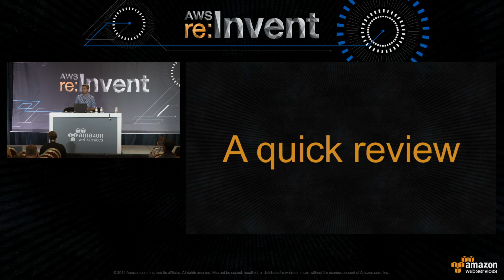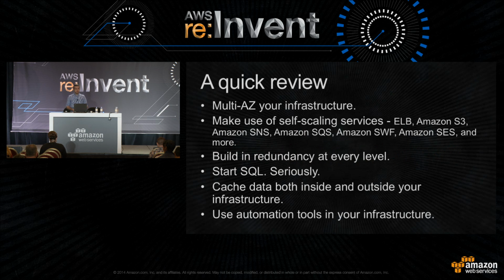So a quick review. Multi-AZ infrastructure, again, this is a core basic component of building infrastructure and applications on top of AWS. Make use of self-scaling and managed services wherever you can. Again, it's going to reduce the burden upon you and your organization, and it makes sense up to the very far extremes of scaling. Build in redundancy at every level, right? If you are going to manage something yourself, make sure that you're avoiding single points of failure. Make sure that you're making use of things like auto-scaling and other services that support that.